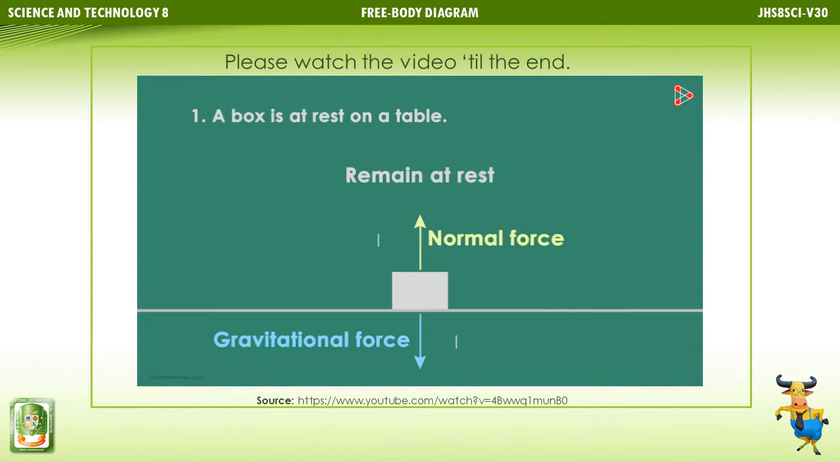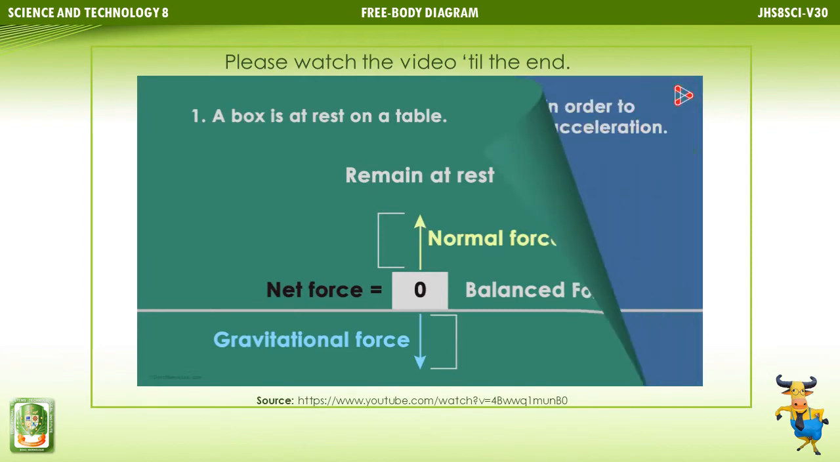And also notice that the size of the arrows is the same. The forces are balanced and the net force is 0. Now why don't you try drawing the free body diagram for the second situation?